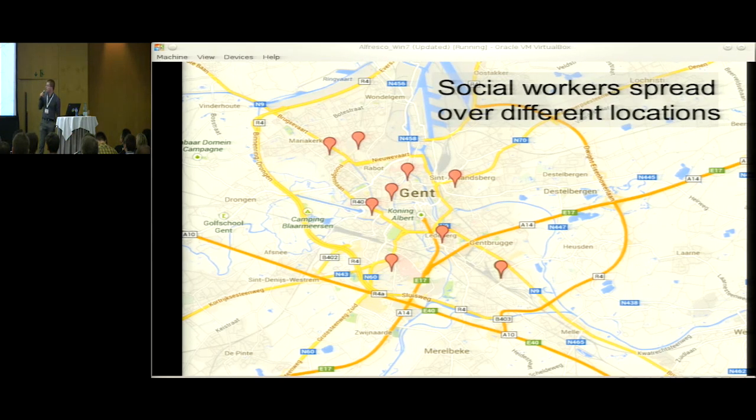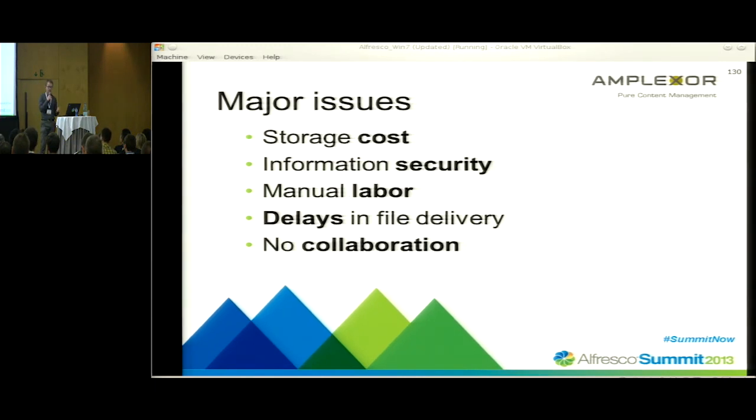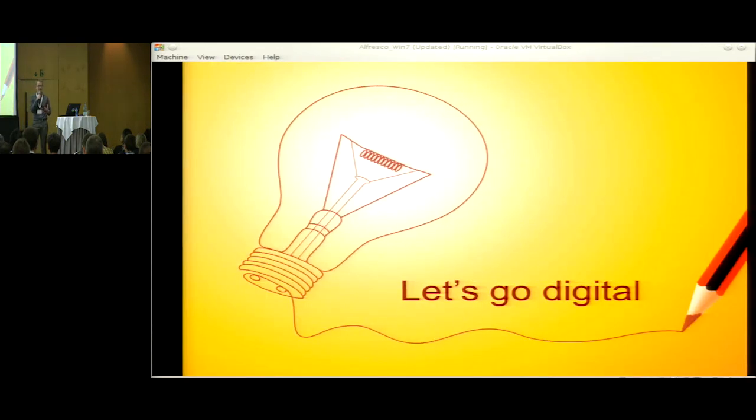Now, to give you some idea of the numbers, we are talking about 600 social workers. They were managing 12,000 active social case files for a total of 4.3 million documents at that time. As I said, 500 meters of paper files. Now, the paper-based way of working was no longer viable because of cost of storage and cost of physical transfer, of course. Also, information security was an issue there because paper would often get lost. And finally, most importantly, performance was a problem because often social workers had to wait days up till some weeks before they actually received the requested files.